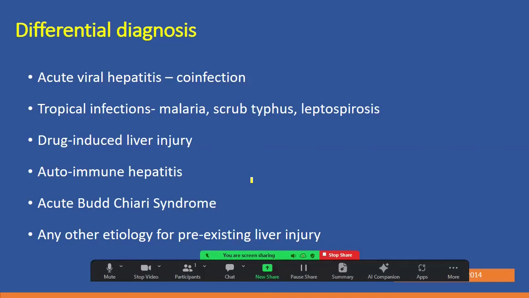Then comes autoimmune hepatitis. Autoimmune hepatitis, we all know, can also present with acute hepatitis and can go up to acute liver failure also. So acute autoimmune hepatitis is also one of the important differential diagnoses. And so is acute Budd-Chiari syndrome, which can have an ALF-like presentation with sudden onset of abdominal pain followed by jaundice, and in some cases progressing to acute liver failure also. So these important differential diagnoses we have to rule out before confirming that hepatitis is because of dengue only.